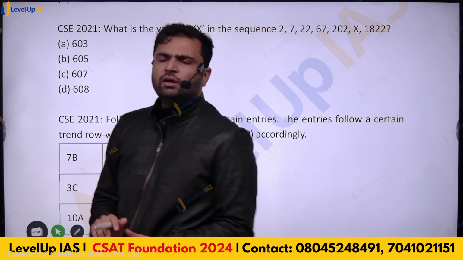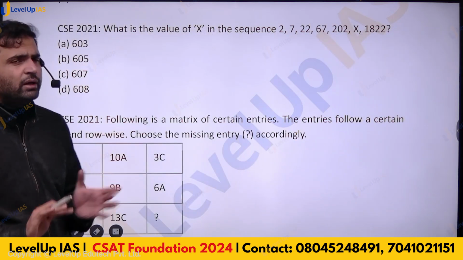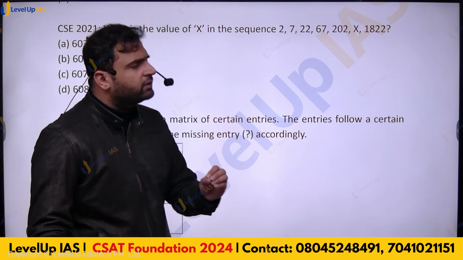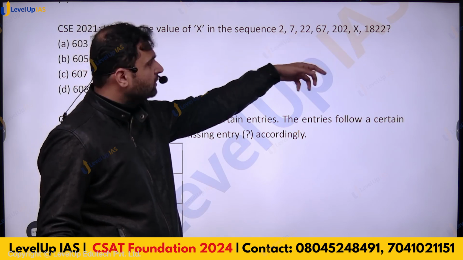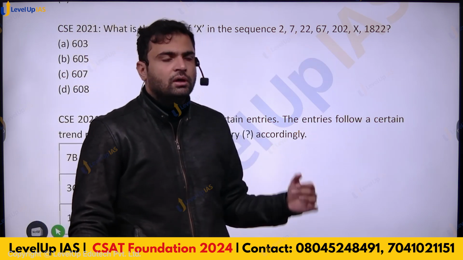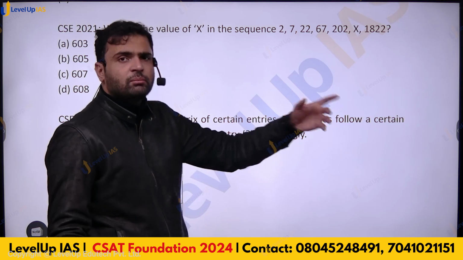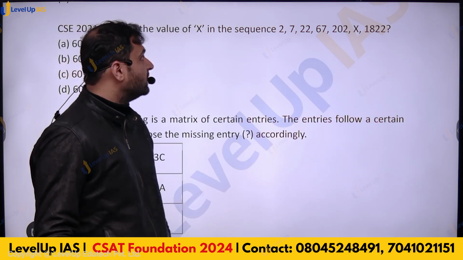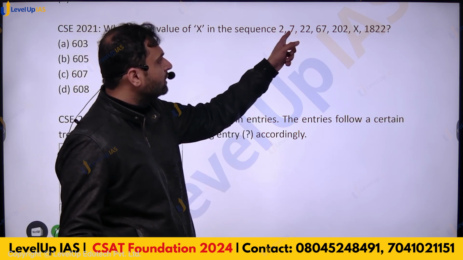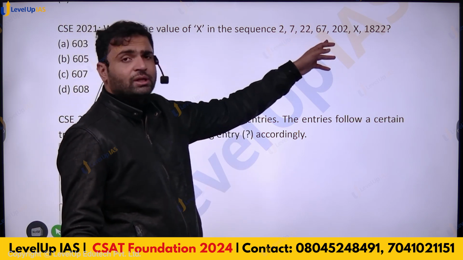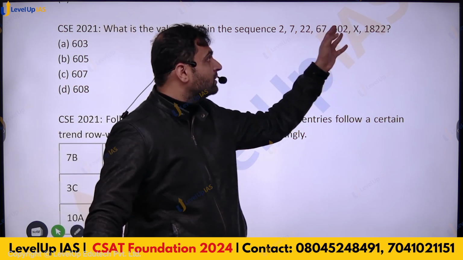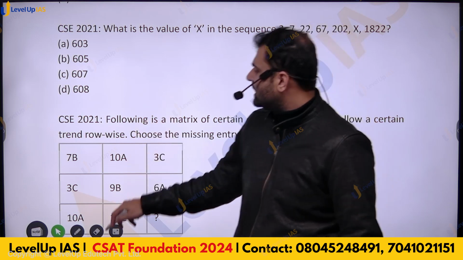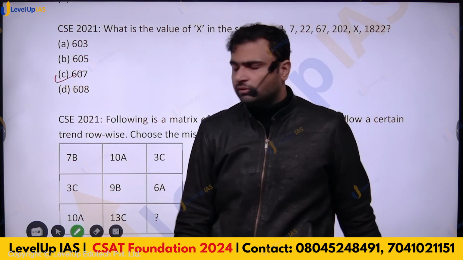Value of x in the given series. Very simple. If you make certain observations, it is a very standard thing to do: some multiple plus 1, or some multiple minus 1, some multiple plus some constant, some multiple minus some constant. These are the types of series that we can get. So 2 into 3 plus 1, 7 into 3 plus 1, 22 into 3 plus 1, 67 into 3 plus 1. So the next term would be 202 into 3 plus 1. So 606 plus 1. Answer is going to be 607. Very simple.